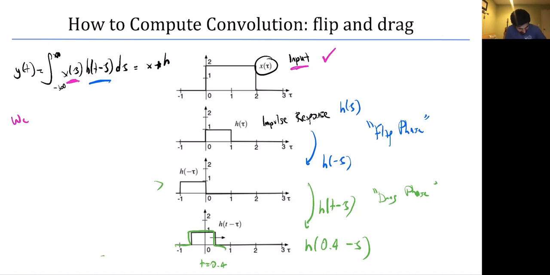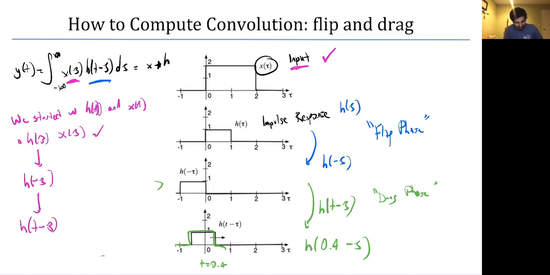We started with h of t and x of t. And then the first thing we did was convert to h of tau, x of tau. The x is done, so I need to just keep manipulating h, right? So then I did h of minus tau. Then I essentially had to drag h of t minus tau.